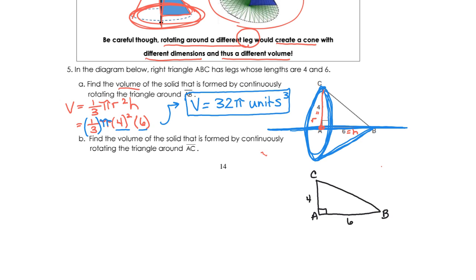All right, so let's see what we have now. Find the volume of the solid that is formed by continuously rotating the triangle around AC. Therefore, our pole that this right triangle flag is going to be attached to is on AC, and we're going to be rotating our triangular flag, on a windy day, around AC. And so when that happens, this part of the flag is going to go around and around, and the faster it spins, it's going to look like a cone. So what we have to realize is that this 4 is now the height of my cone, and this 6 is the radius of the circle on the bottom.